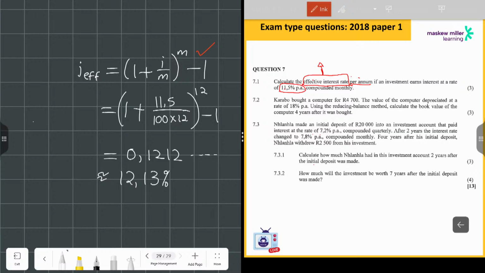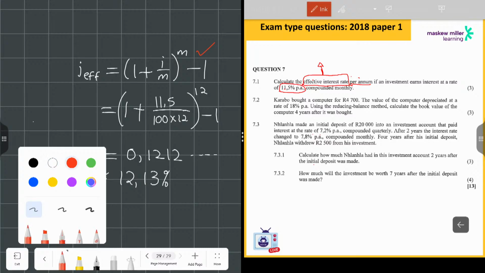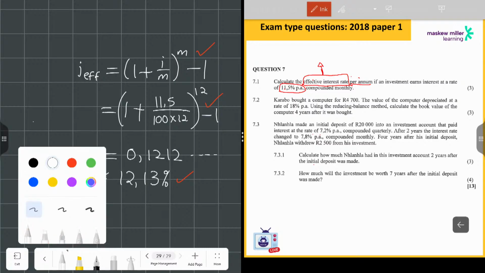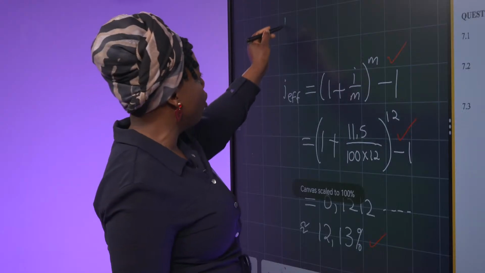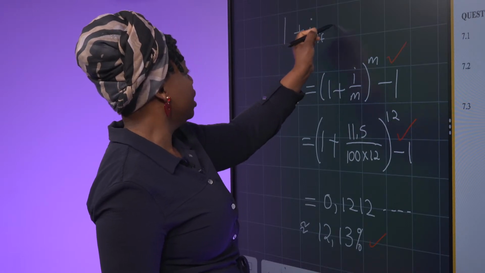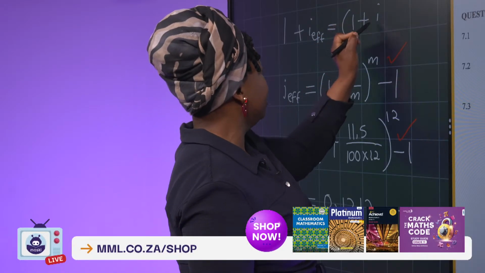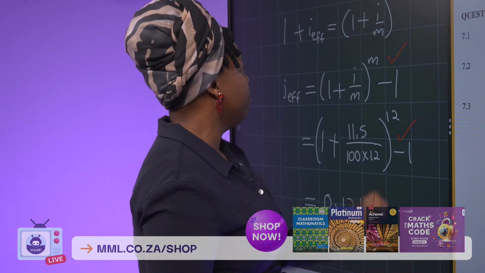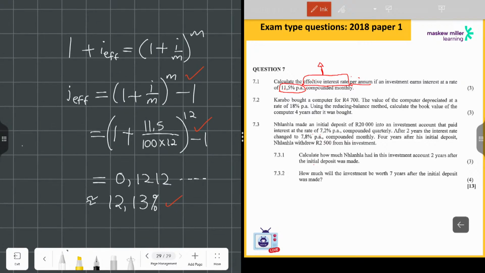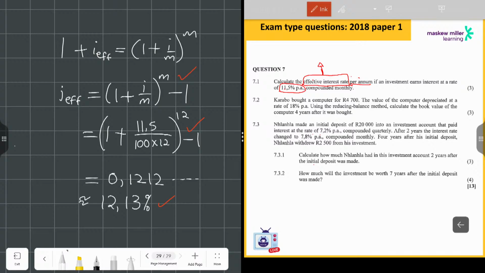So the important thing there is that you must make sure that you write the formula, and then after the formula you show the substitution, which is this part, and then you will show your answer. Please just bear in mind that you can use the formula that is in most of our textbooks, which says 1 plus interest effective equals 1 plus I divided by m to the exponent m. So you are allowed to start with that formula. They'll still give you marks for it. If you move and just write interest effective as the subject of the formula straight away, they'll also give you the mark for that.